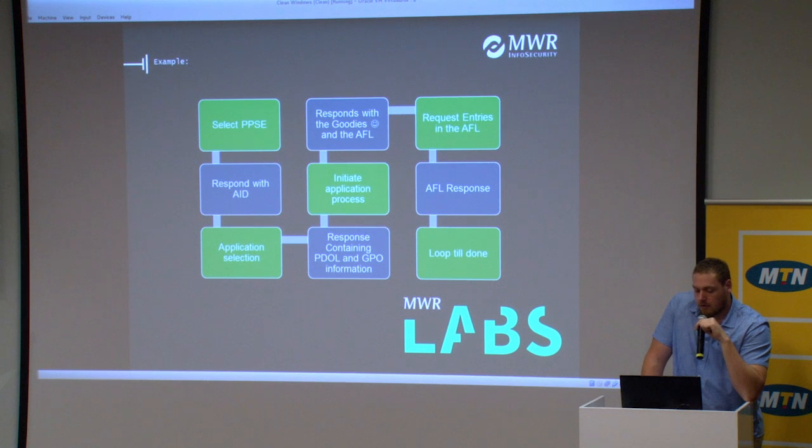So the device then initiates an application process, and then the card responds with the goodies, which would be the juicy stuff, so the track 2 data or the transaction information. It also sends the actual file system of the card through, which is the application file locator. Then you can start requesting entries out of the application file locator, and it would give you even more information on the card. So it would respond, and then you can just basically loop until you're done. So yeah, that's basically what this does.